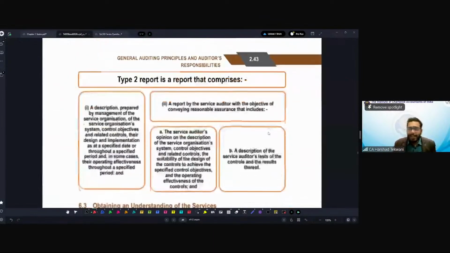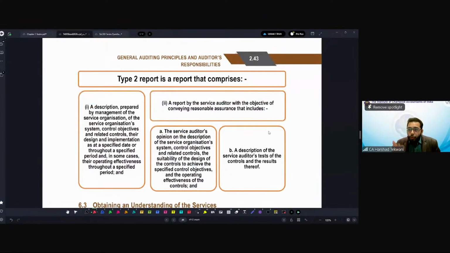And when I convert that type 1 report into a report for the period, you have the same thing which is there in type 1: a description prepared by management of the service organization of control objectives and related controls, design and implementation at a specified date, or throughout a specified period. Now we are talking about period. In some cases, operating effectiveness throughout a period. Instead of a specified date, now we are coming to the period term, and a report conveying reasonable assurance.